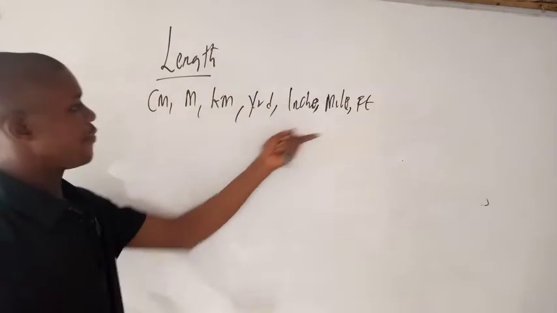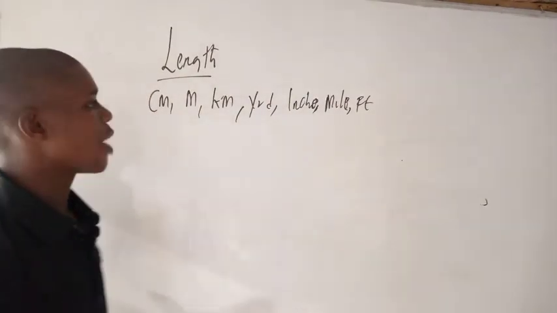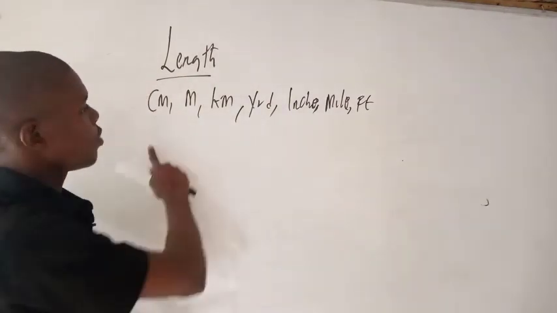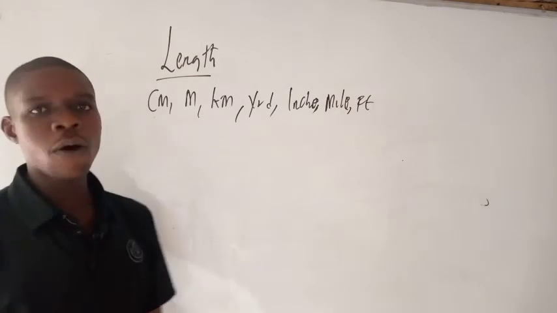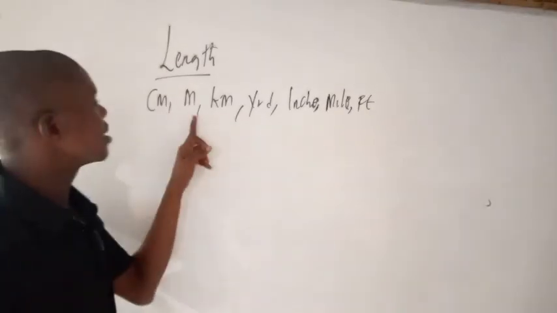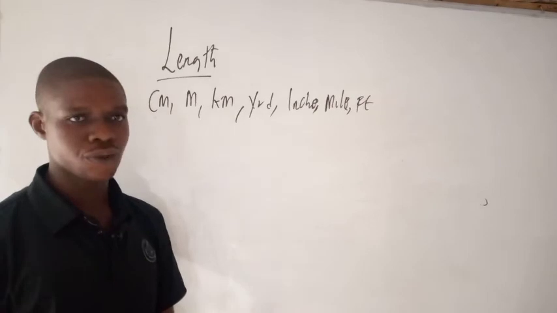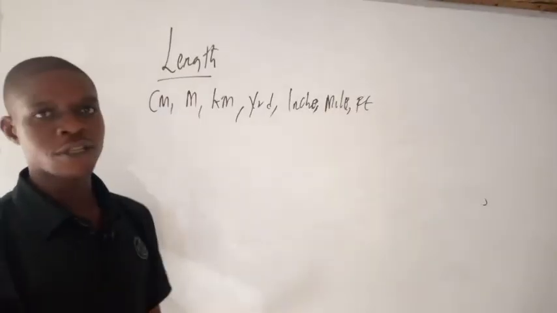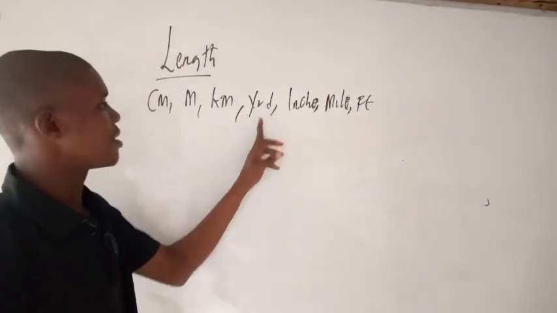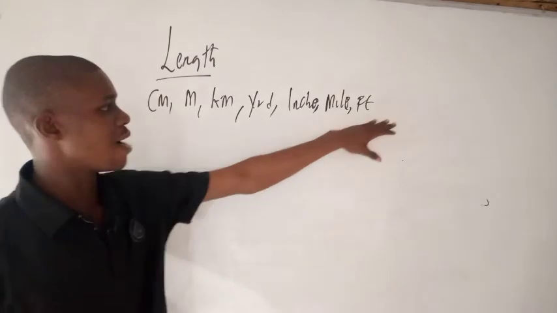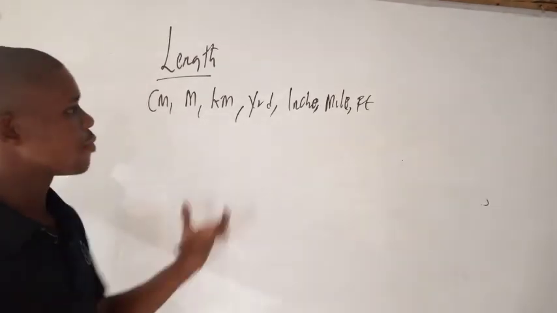These are the various units when it comes to length. But the common ones we know are centimeter, meter, and kilometer. This is what we have been used to. But as we move higher, you now see yard, inch, miles, and feet. So what is the relation between them?